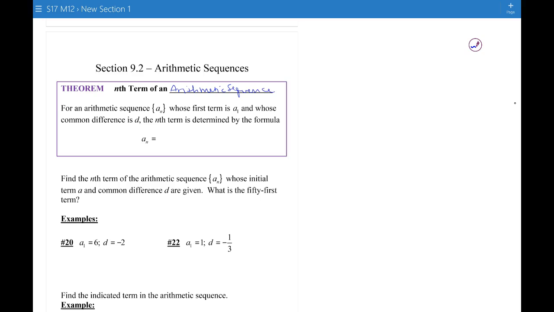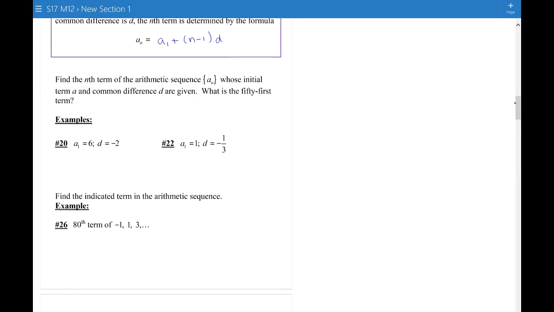And we actually kind of did the proof already, and then this is the theorem that we proved. For an arithmetic sequence, a sub n, whose first term is a sub 1, and whose common difference is d, the nth term is determined by the formula a sub 1 plus n minus 1 times d, the common difference.